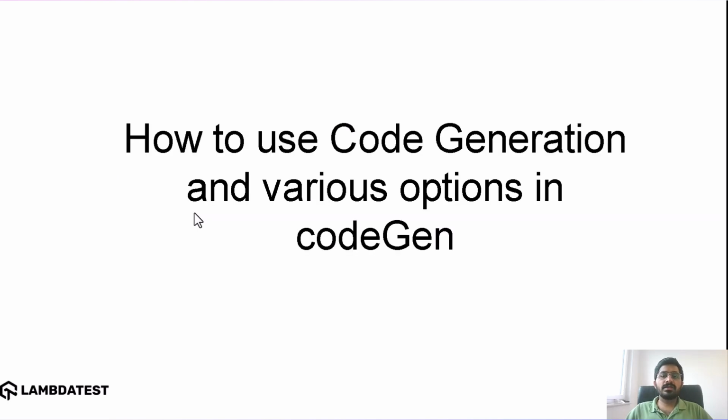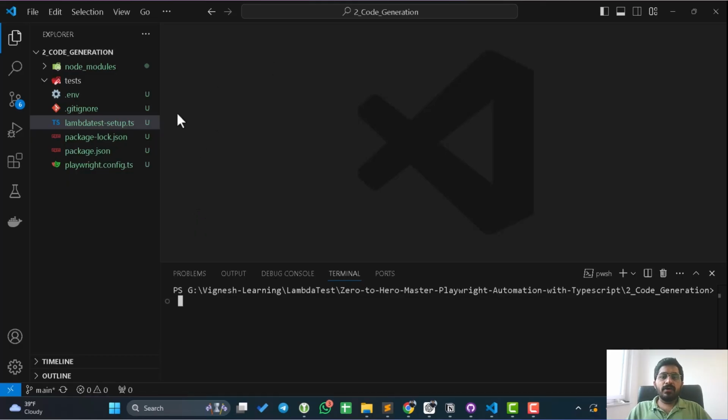So now we have understood what is code generation and what are the advantages and disadvantages. Let us see how to use the code generation and what are the various options in the code generation. So I have already created a folder and have installed the Playwright and have also integrated it with the Lambda test. If you don't know how to do this, please watch the previous video where I have clearly explained how to install Playwright and how to integrate it with the Lambda test so that all your tests will be running in the Lambda test cloud.